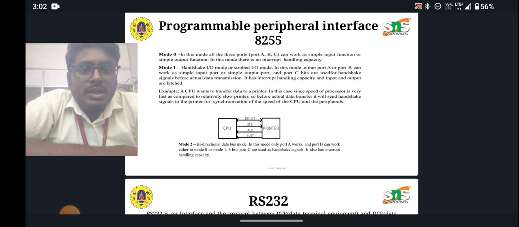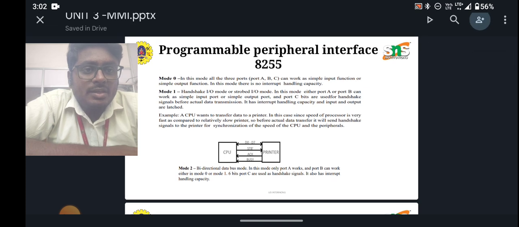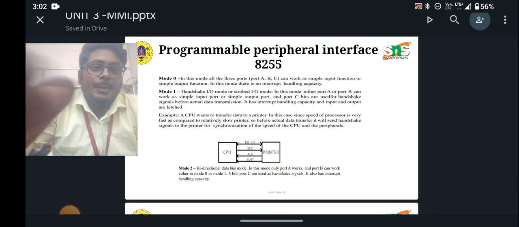Mode 2 is the bidirectional data bus mode. In this mode, only port A works and port B can work in either mode 0 or mode 1. Six bits of port C are used as handshake signals. It also has interrupt handling capacity.